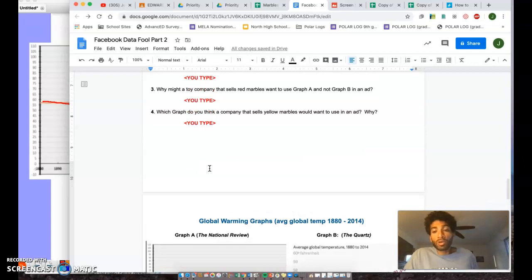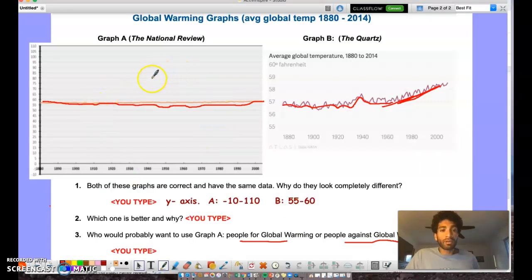Obviously, we're going to be doing a little bit more of this and looking at different types of graph manipulation. The whole point of this lesson is for you guys to become informed. So when you see a graph, you don't just take it at face value. When you see a graph on global warming, you're not just like, oh, that makes sense, of course. You'd be like, actually, it's probably not the best graph to use.